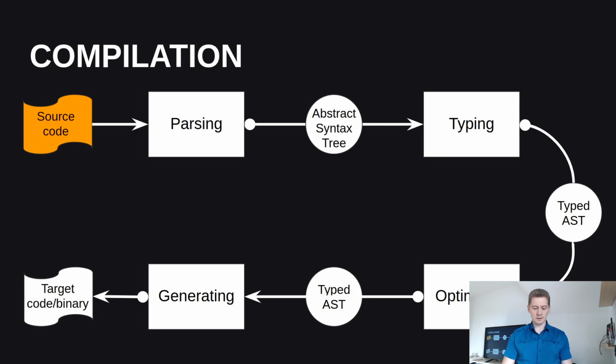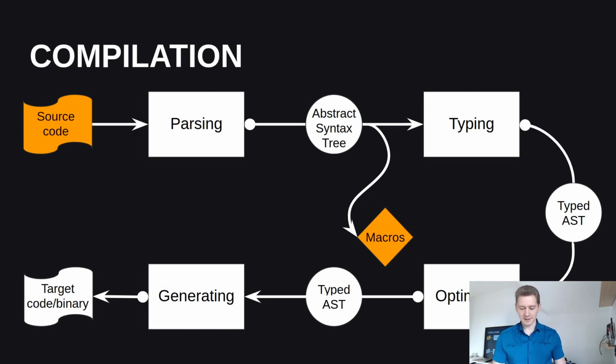In this whole process, you can only influence the source code. So after you started compilation, you can do nothing except macros. These are the orange things because these are things you can affect somehow, unlike other parts, which go completely automatic without your action. So macros can get an abstract syntax tree without type information and produce another abstract syntax tree and pass it to the typer. This is the only way to affect compilation.